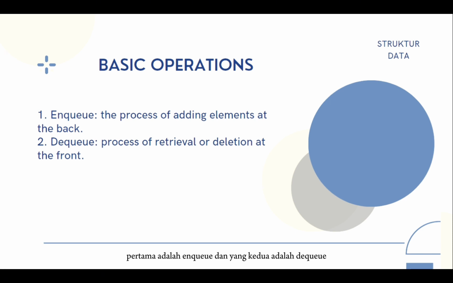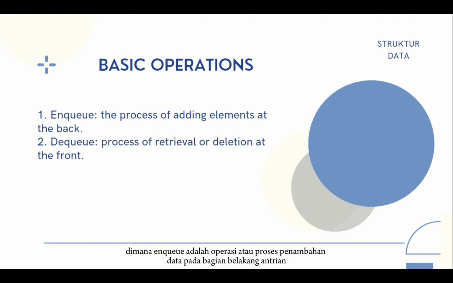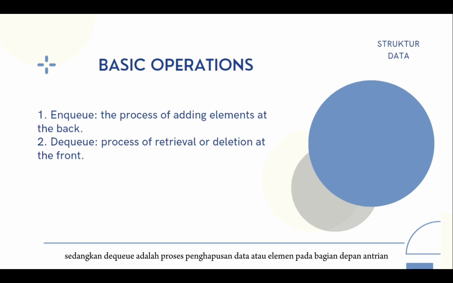Okay, here I will explain the basic operations in queues. The first is enqueue and the second is dequeue, where enqueue is the operation or process of adding data or elements to the back of the queue, while dequeue is deleting data or elements at the front of the queue.